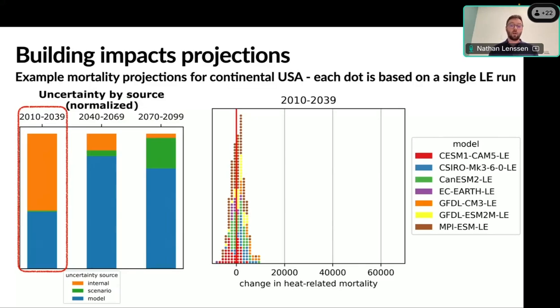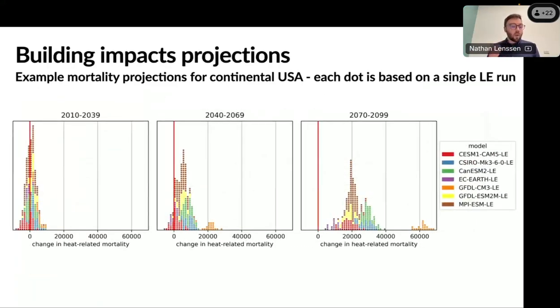And so what we saw here, which was pretty interesting, is that in projecting out the next 30 years, really a decision-relevant timescale, over half of the uncertainty in heat-related mortality came from internal variability over the United States. So really a substantial contribution of uncertainty from internal variability. And then we looked at the early, mid, and late 21st century, and we saw that as it gets hotter, as expected, we see increased heat-related mortality, and we're able to do the same decomposition.